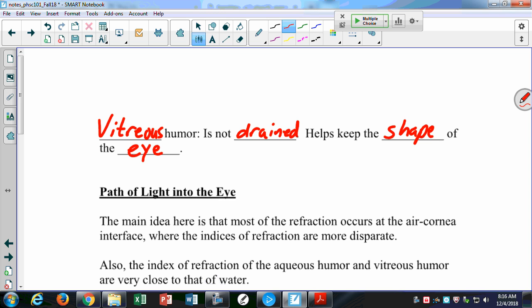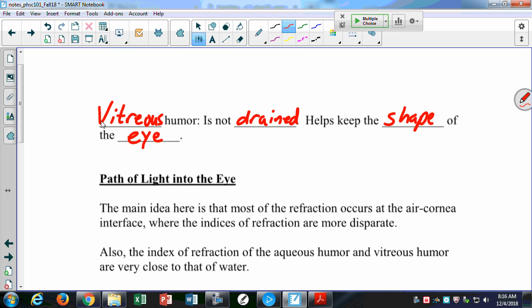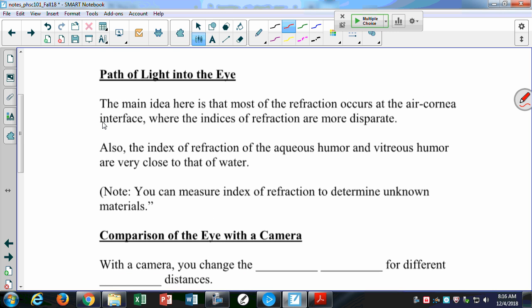All right. I already talked about the path of light in the eye, and we'll see this a little bit more. But the main idea here is that our refraction mainly occurs at the air-cornea interface. So if I think about my eye again, my eye actually has the cornea right here. And then inside of there, I also have what we call the lens. This is our lens.